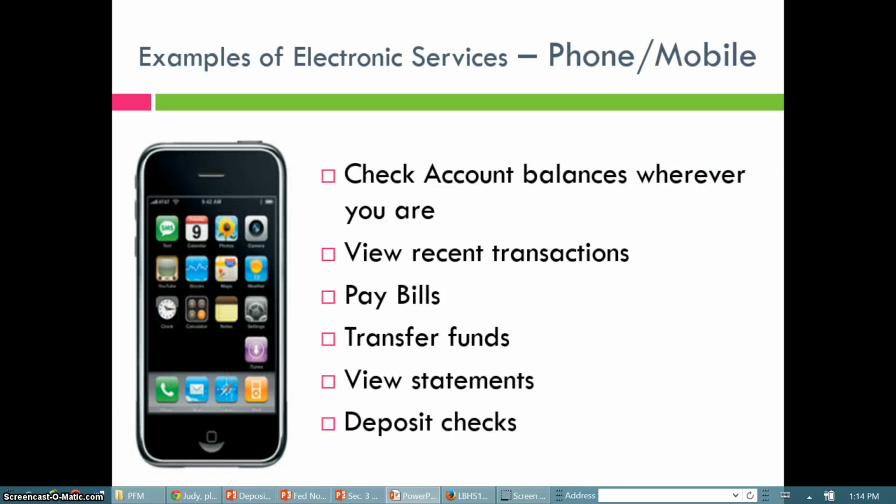Some services that you can get through your phone would be checking your account balances wherever you are, either by calling to find out what your account balance is using their automated system, or you can literally use the internet on your phone to get your account information. You can view recent transactions, pay bills online, transfer funds, view your statements, and also deposit checks, which is a pretty new feature with some financial institutions, typically more your commercial banks, where you snap a picture of a check and it then deposits that check for you. Pretty cool.